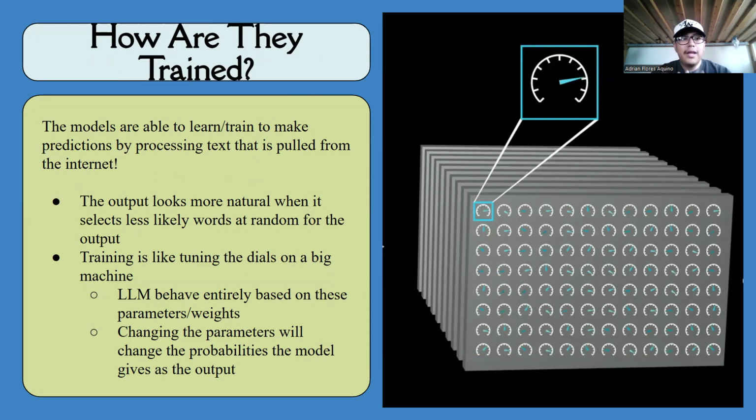And training, you could think of it as tuning the dials on a big machine. The whole learning model actually depends greatly upon the parameters, also known as the weights. So if you change a parameter, it would change the probabilities of how the model gives an output. So that's very important to remember.